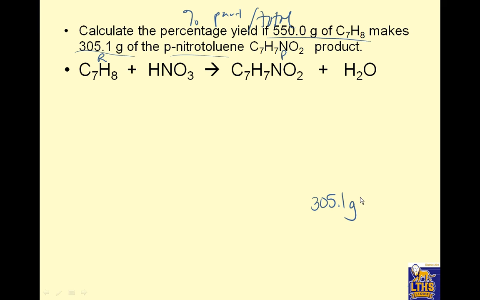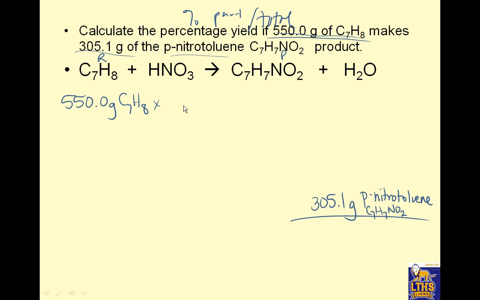305.1 grams of p-nitrotoluene. Okay, toluene. When you take organic, you can learn about that. That's C7H7NO2. But we need a total. Where do we get a total? A total comes from stoich using the limiting reactant. This only has one reactant, so we must assume that there's enough nitric acid to go around. So we take our reactant and we change it into product.